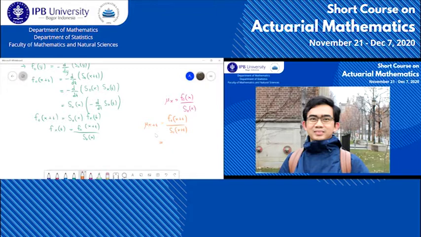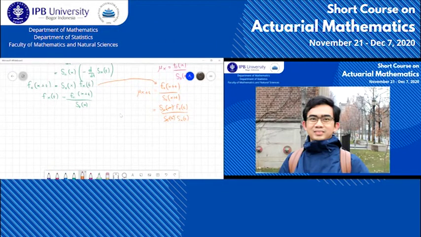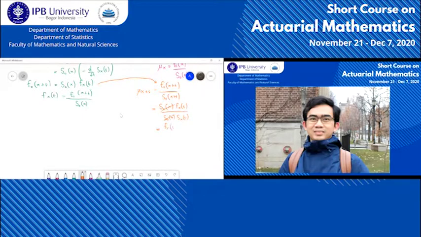And we can plug this expression into this expression. We have S sub 0 of x times f sub x of t divided by, we use this property again, S sub 0 of x plus t is equal to S sub 0 of x times S sub x of t. And S sub 0 of x will cancel. So we have proved the second property, f sub x of t divided by S sub x of t.